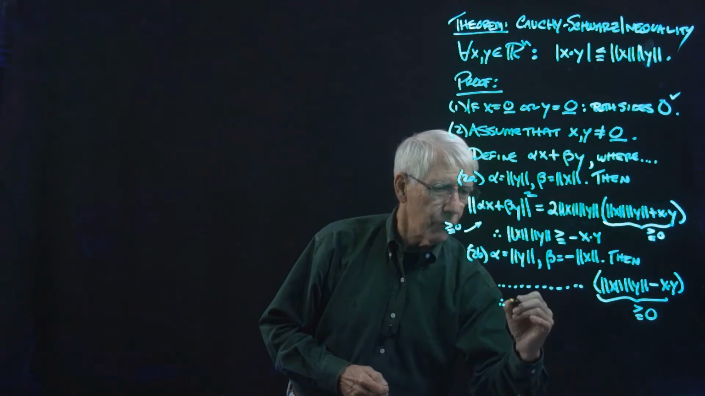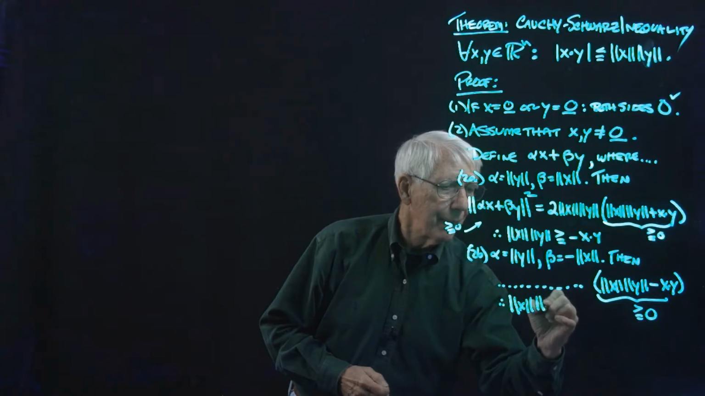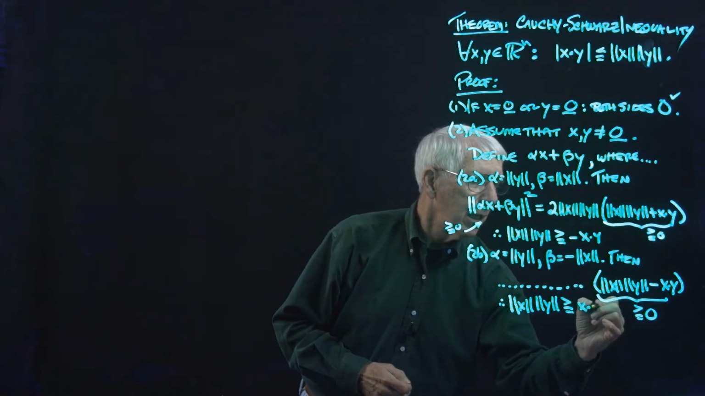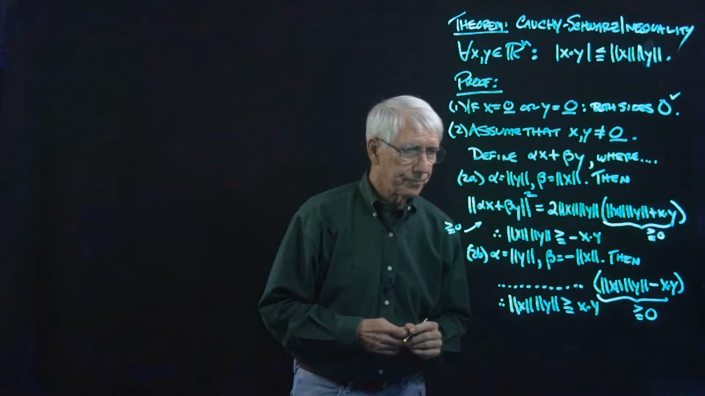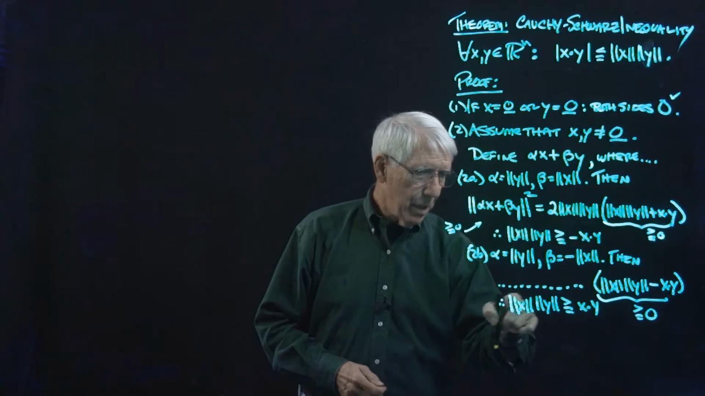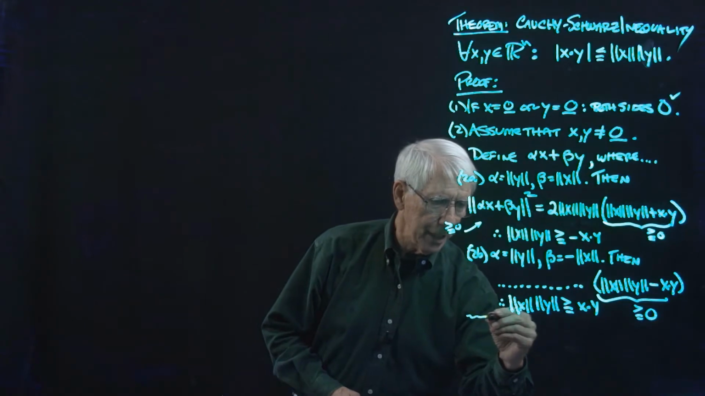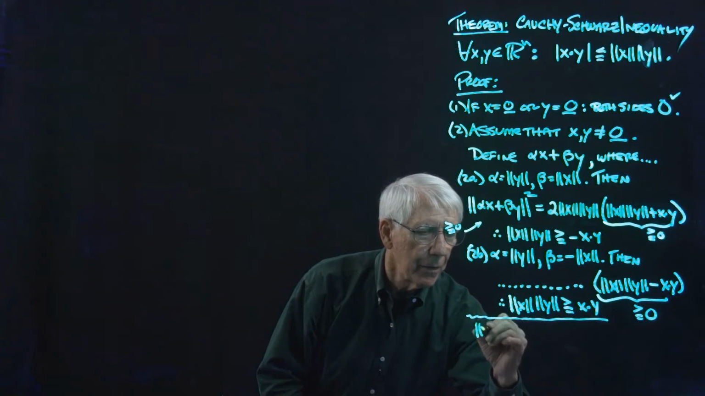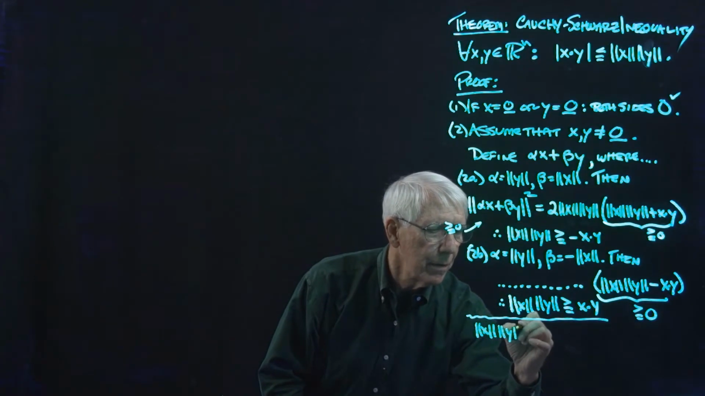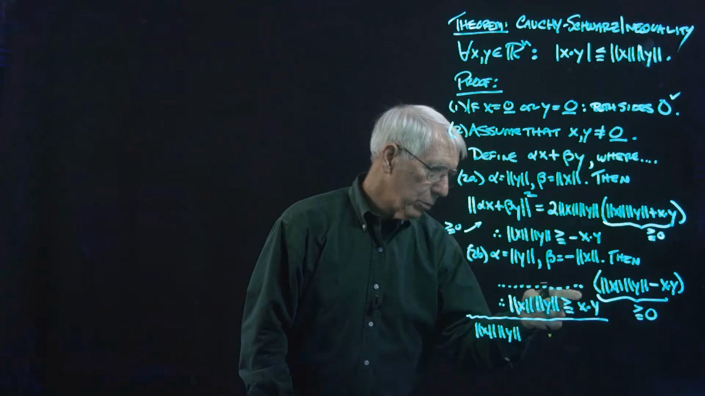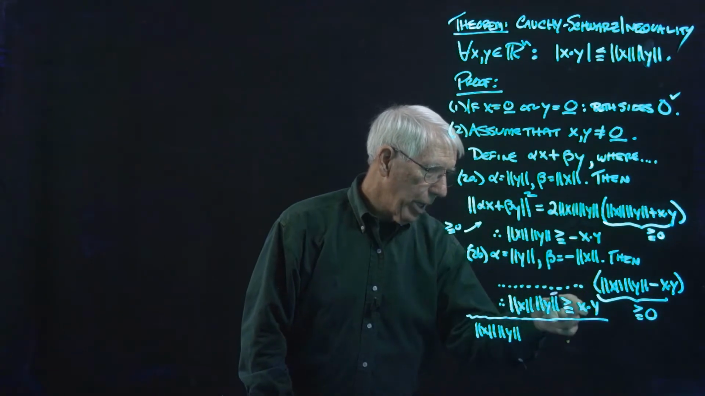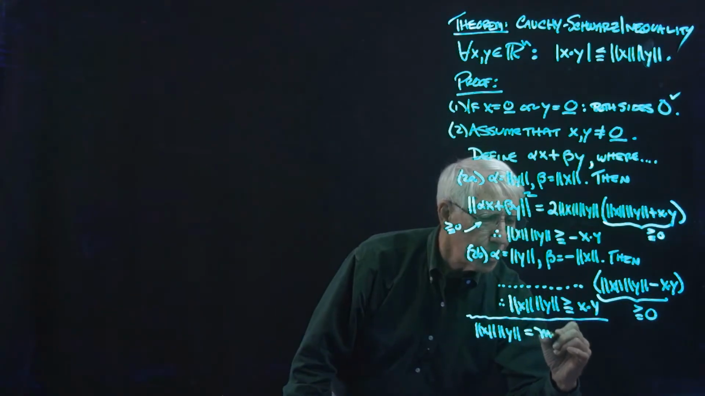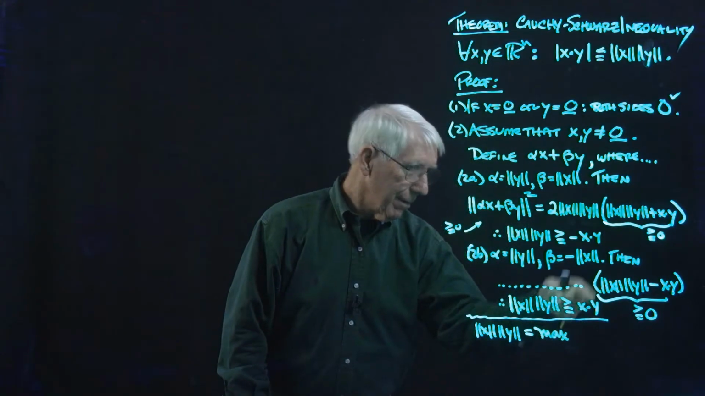So I have, therefore, that this is greater than or equal to x dot y. Let's now gather these two results together, and I have that the product of the norms is greater than or equal to this number, and it's negative. Well, in fact, let's write that. This is greater than or equal to the larger of the two numbers. If this is negative, that's positive.